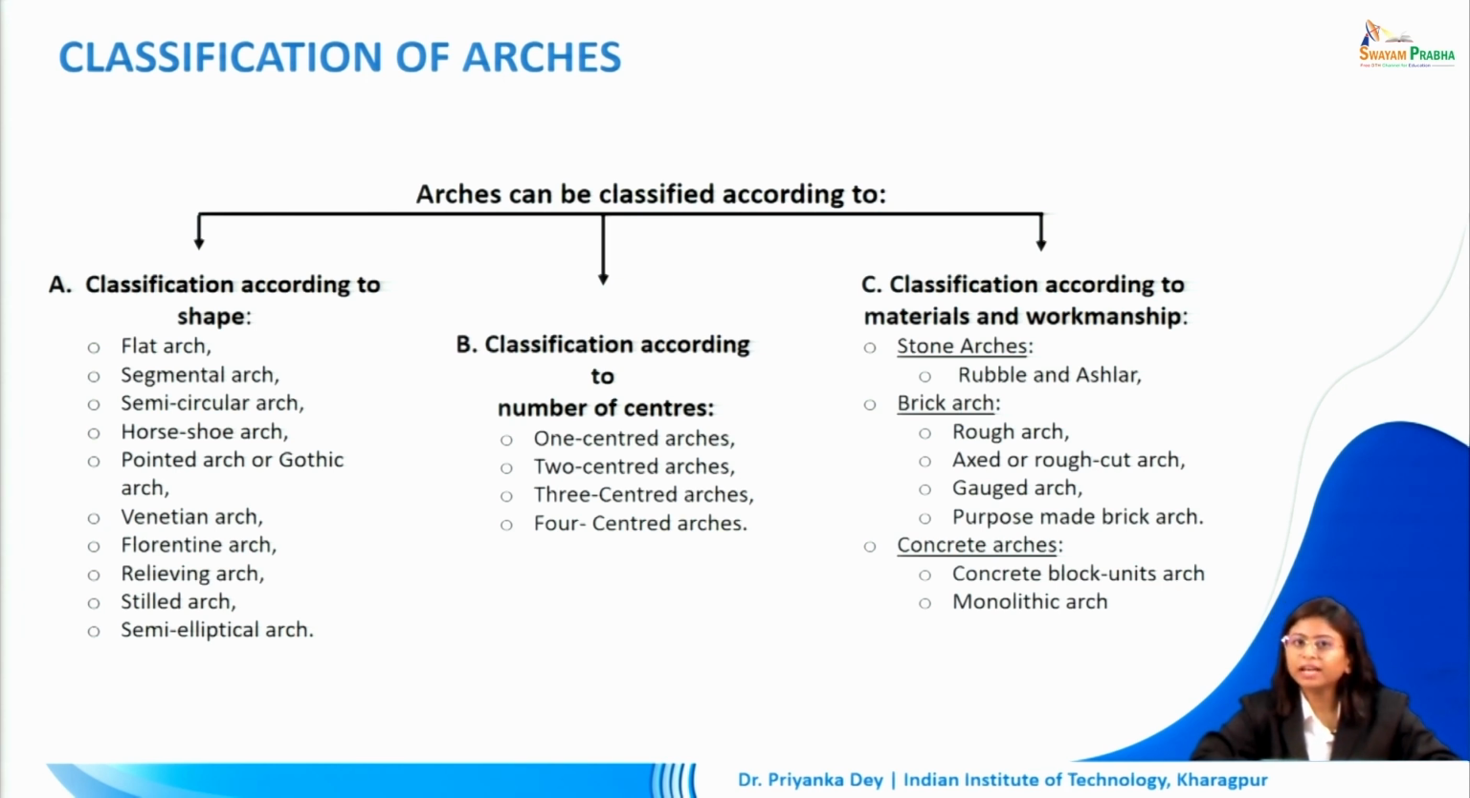We can classify arches further on the basis of materials and workmanship. So, stone arches can be rubble or ashlar. Brick arches may be rough arches, axed or rough cut arch, gauged arch, purpose made brick arch, etc. And concrete arches can be made with concrete block units or monolithic. So, based on the type of materials that we use and the type of workmanship we apply, we can further classify our arches. Let's now dive into the details of each classification.